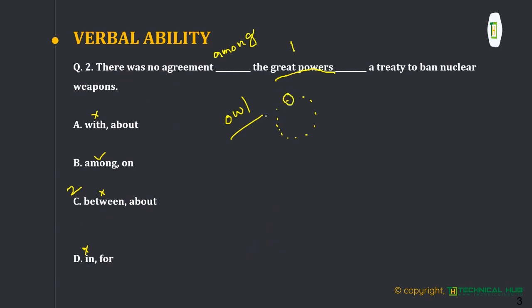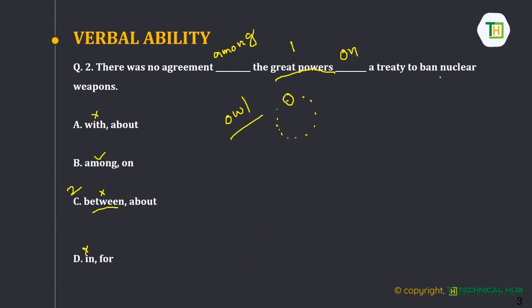Okay, when many are there, we use "among". When two are there, we use only "between". You remember this rule. And the next blank is: the great powers on a treaty to ban nuclear weapons.